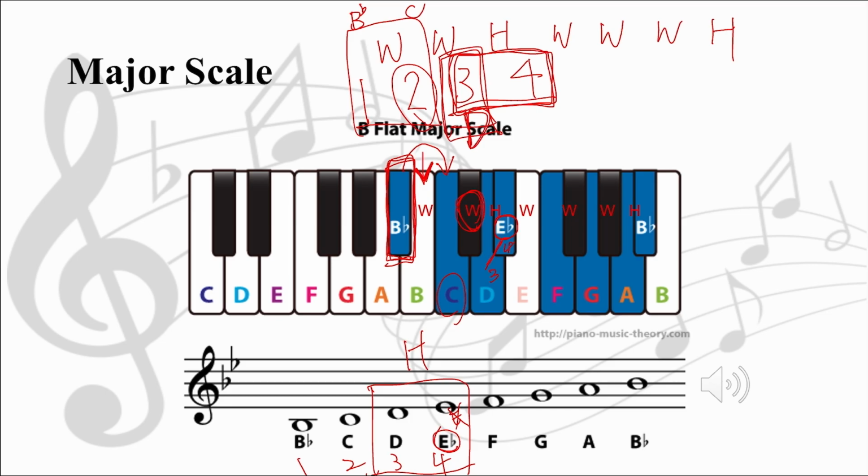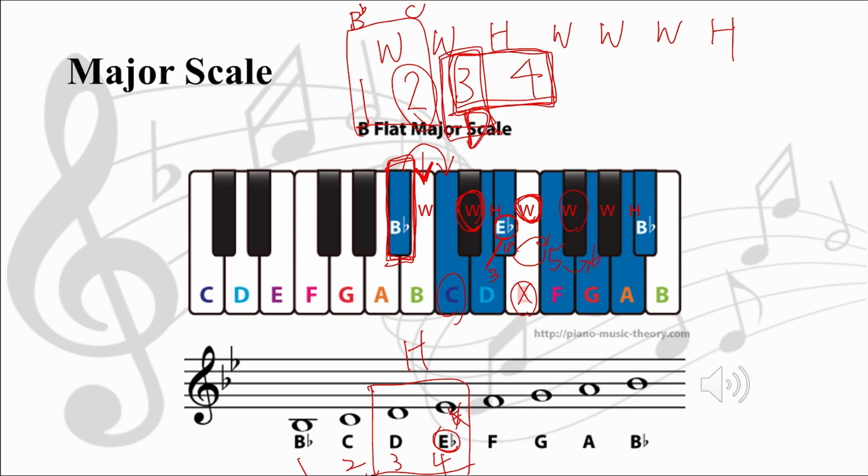So these two, 3 and 4, okay? That is Mi and Fa, okay? Fa and Sol, that is 4 and 5, right? 4 and 5. There should be a whole step. So we skip this E. We skip it. Okay. And we come to F. And so on. Okay. Same rule here.